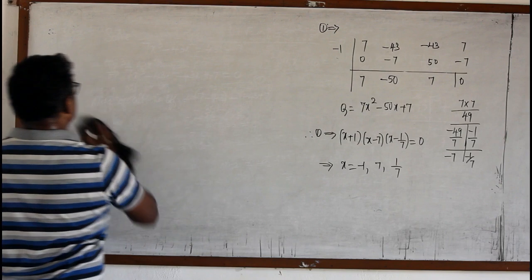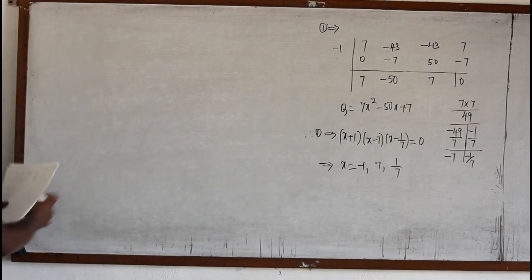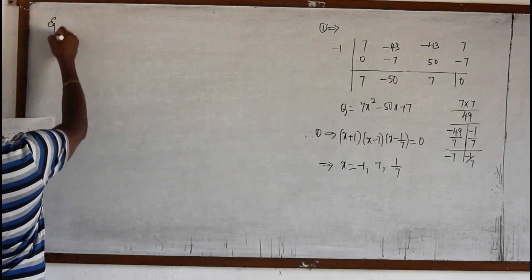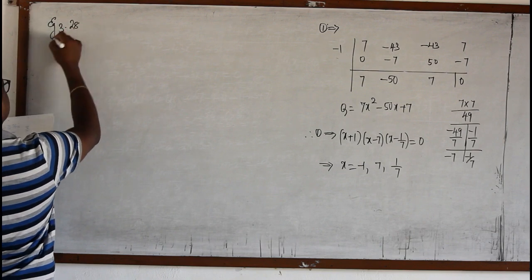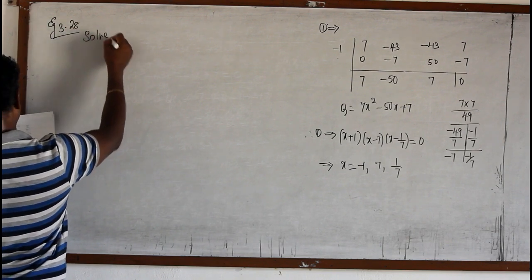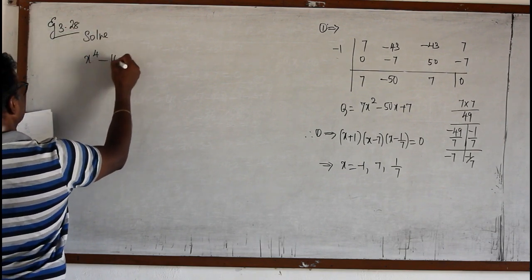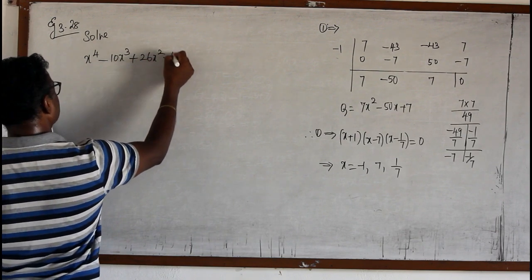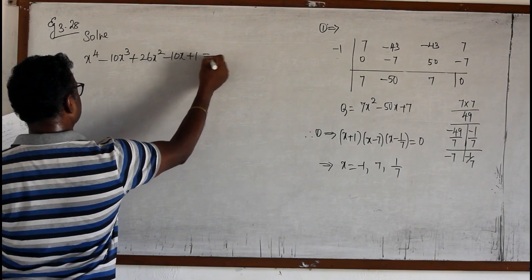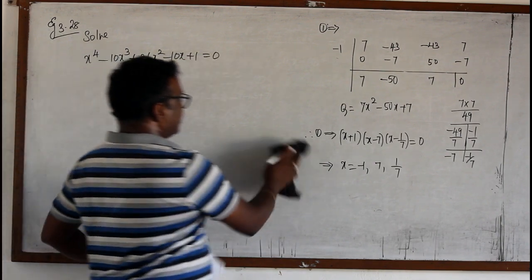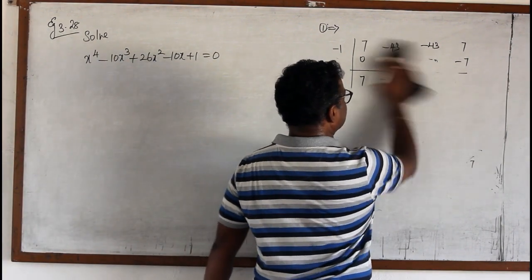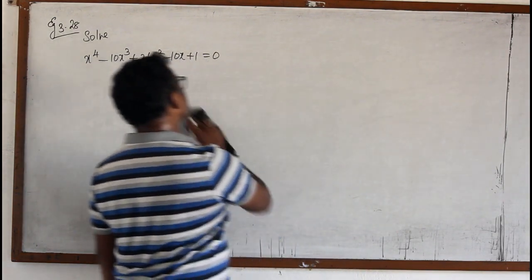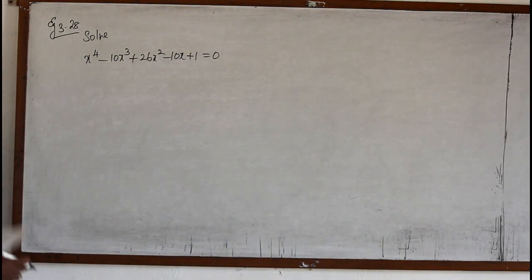Now we shall go for the next example. Example 3.28. Solve x power 4 minus 10x cubed plus 26x square minus 10x plus 1 equal to 0. Now, this is not a cubic equation. This is power 4. Therefore, we shall check now.